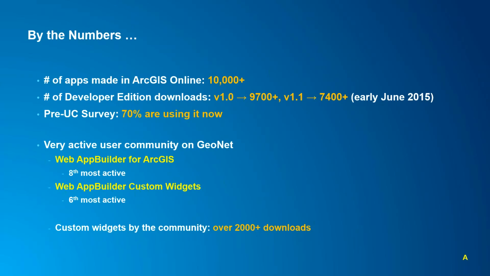And we're also seeing, again, as we predicted, that there's an open source community building up, people who are developing widgets, third parties, not Esri, and those widgets are getting increasing numbers of downloads, with over 2,000 downloads of various widgets that are available from GeoNet or from ArcGIS Online to date, which is encouraging.